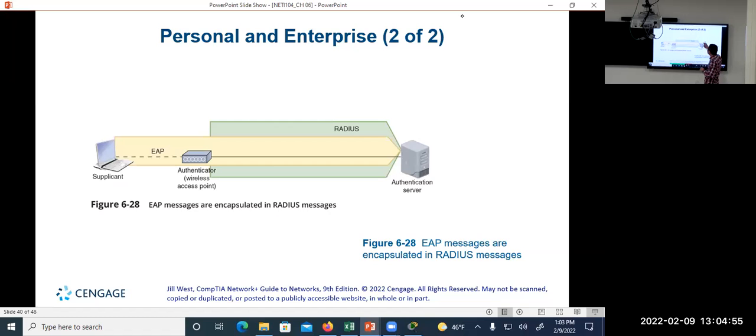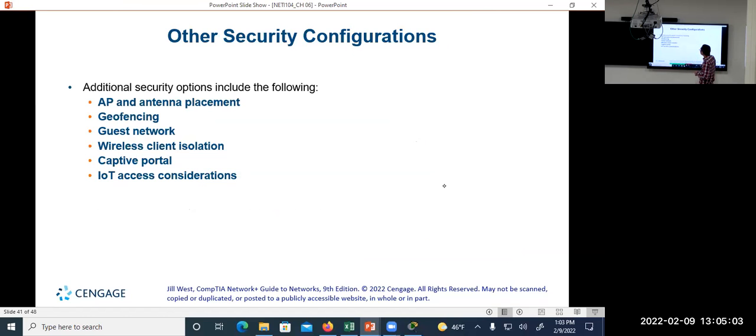Okay, so that is the case here. You have the server here. Whenever you access the network, it requires you to enter the username and password here.